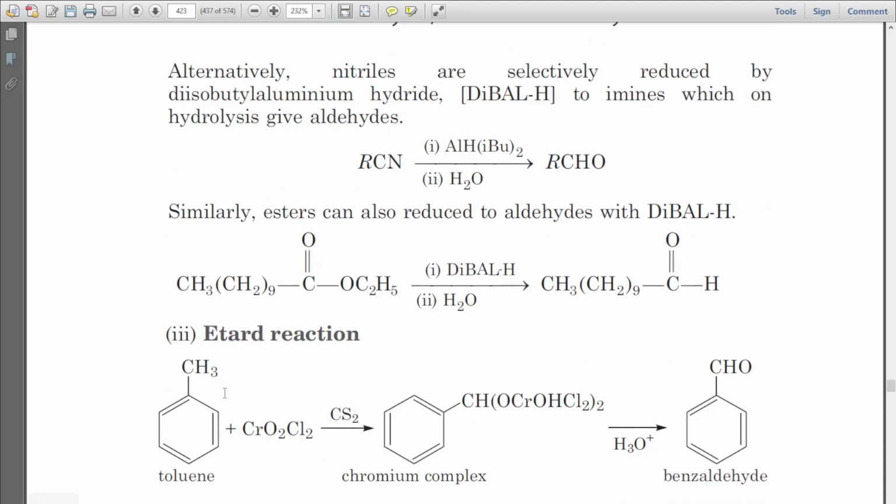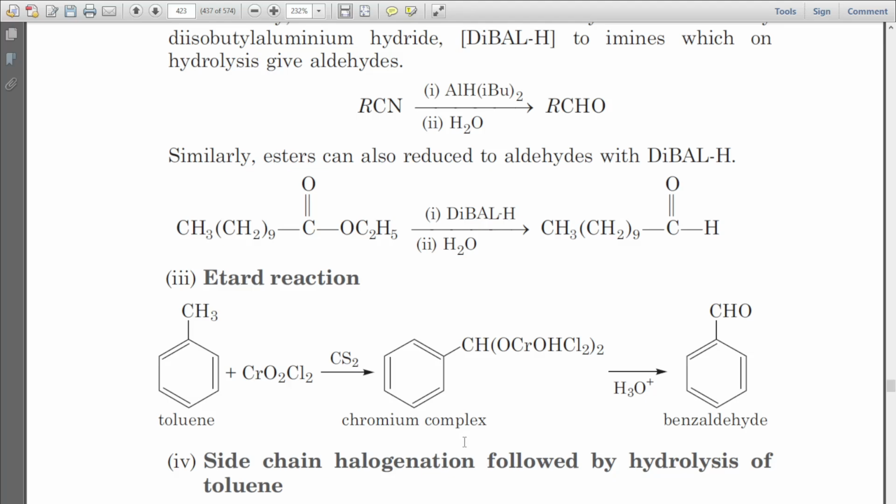Next, Etard reaction, another important one asked multiple times in examination. You take toluene, you use chromyl chloride CrO2Cl2 in the presence of carbon disulfide. It first forms a chromium complex. Afterwards, when you hydrolyze it in acidic medium, it converts into benzaldehyde.